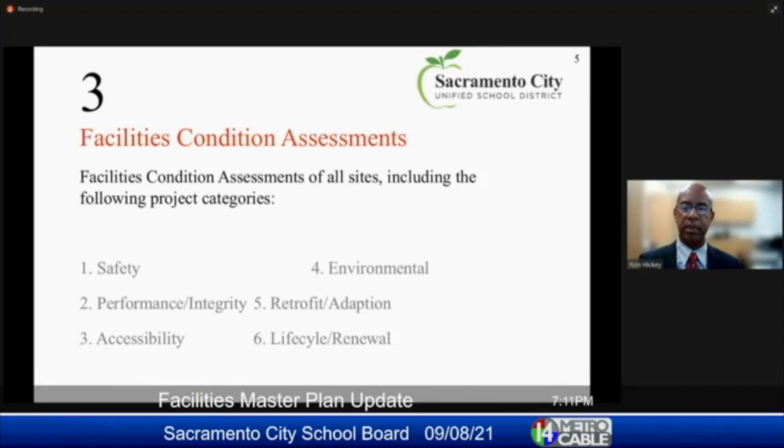So we consider, what is the safety? What is the performance, the integrity of the building system? Is it accessible? Does it meet ADA requirements? Environmentally, is it safe? The current systems, can they be retrofitted? Is there an adoption process that brings it to that benchmark of what is a high-performance school? And lastly, what is the life cycle of that school? Has it reached its life cycle? And if so, then what does renewal look like? So think of assessment from the functional perspective and actually the cost perspective. You'll see from the next slide, if we can go to that next slide.